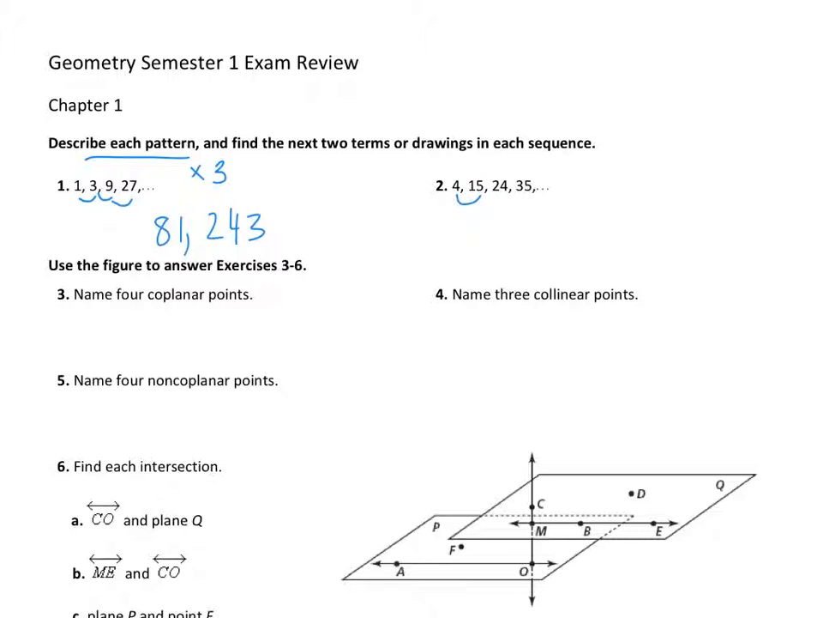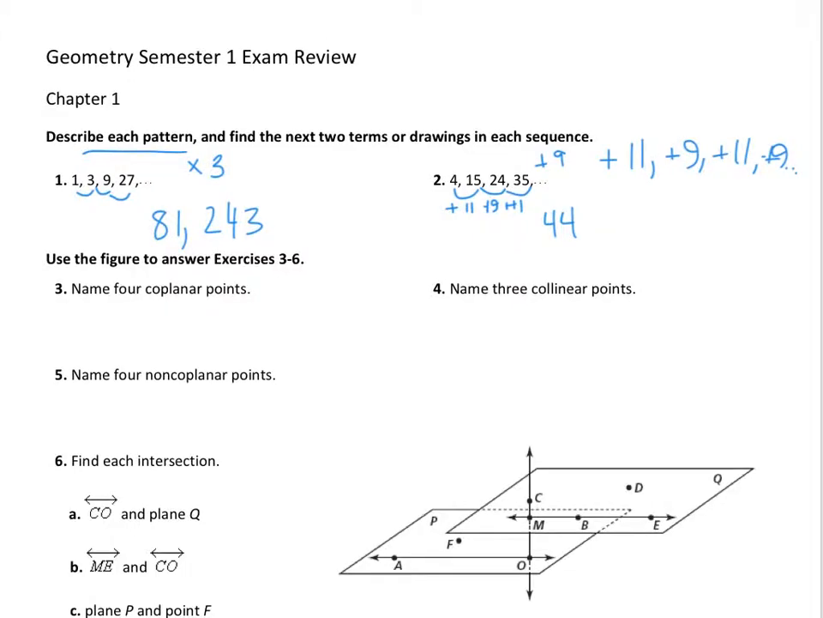First I add 11, then this one goes up by 9, then this one goes up by 11. Okay, so it looks like it's a pattern: add 11, add 9, add 11, add 9, etc. So if I go 11, 9, 11, the next one is add 9, and it's going to be 44.